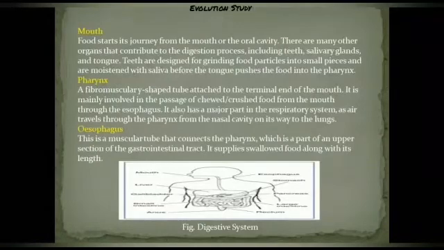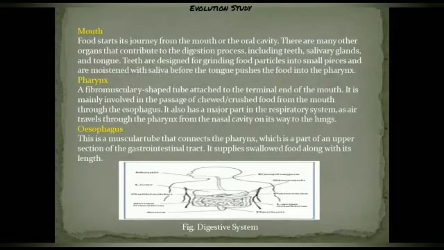Mouth. The food starts its journey from the mouth or the oral cavity. There are many other organs that contribute to the digestion process, including teeth, salivary glands, and the tongue. The teeth are designed for grinding the food particles into small pieces and are moistened with saliva before the tongue pushes the food into the pharynx.